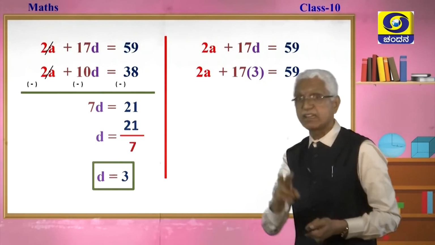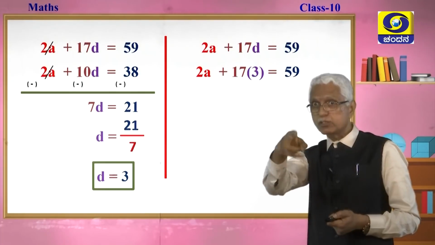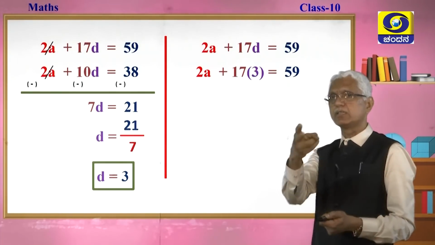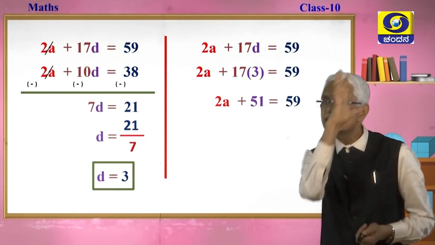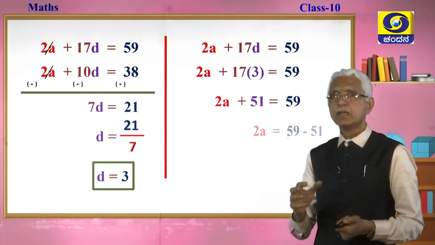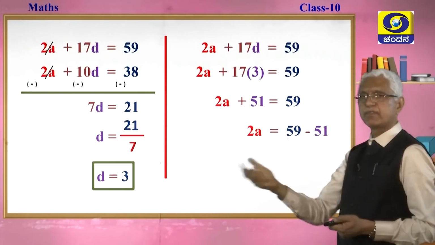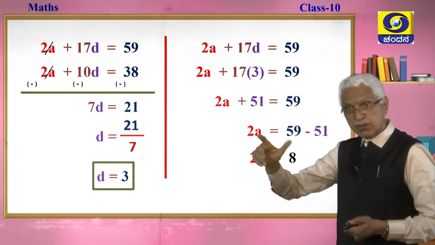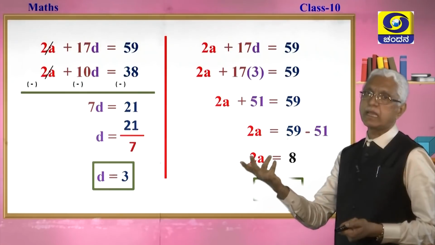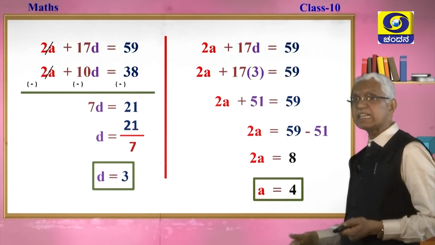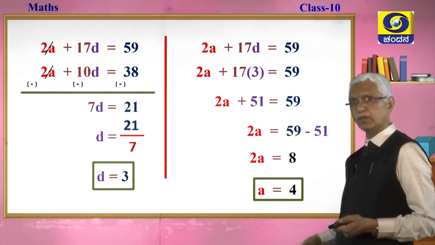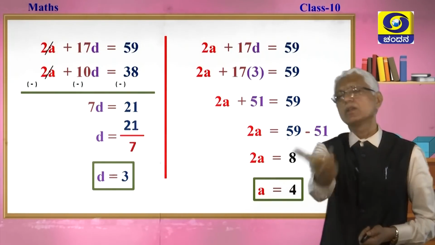So 2a plus 17 into, in place of d you are going to substitute 3. 2a plus 17 into 3 is equal to 59. 2a plus 17 3s are 51 is equal to 59. 2a is 59 minus 51, 2a is equal to 8. A is equal to 8 divided by 2, that is a is equal to 4. You got the first term, you got the common difference.